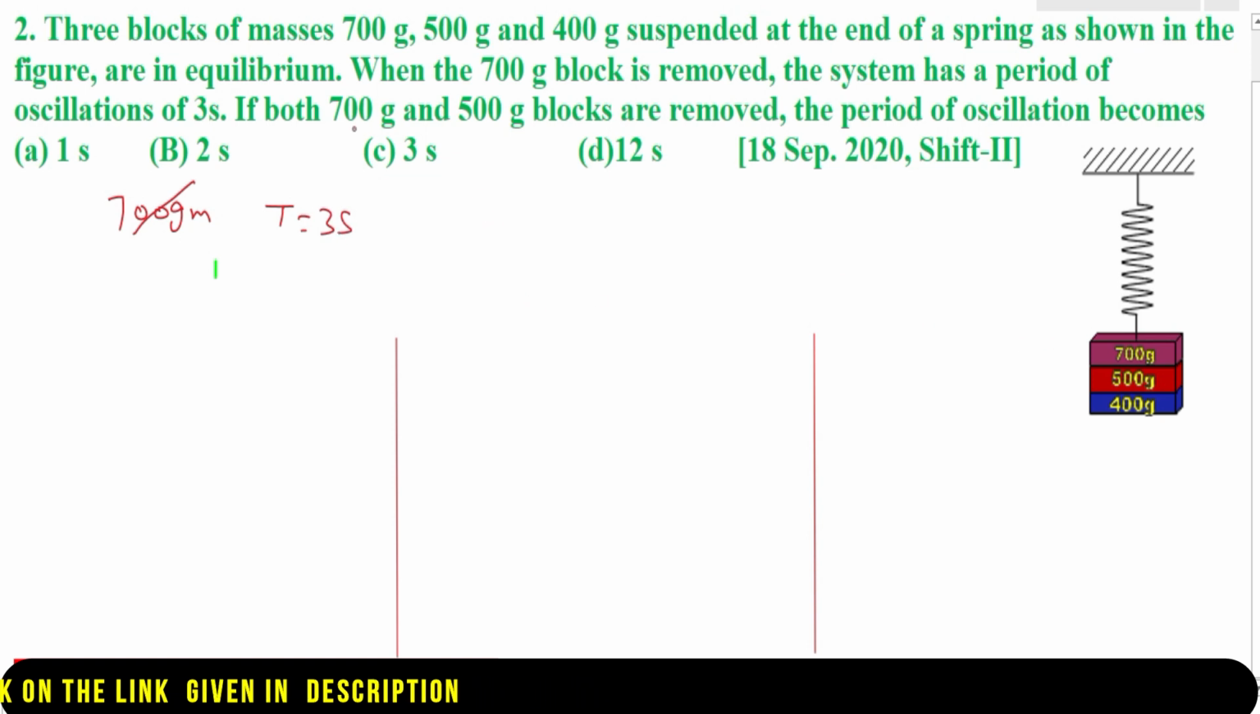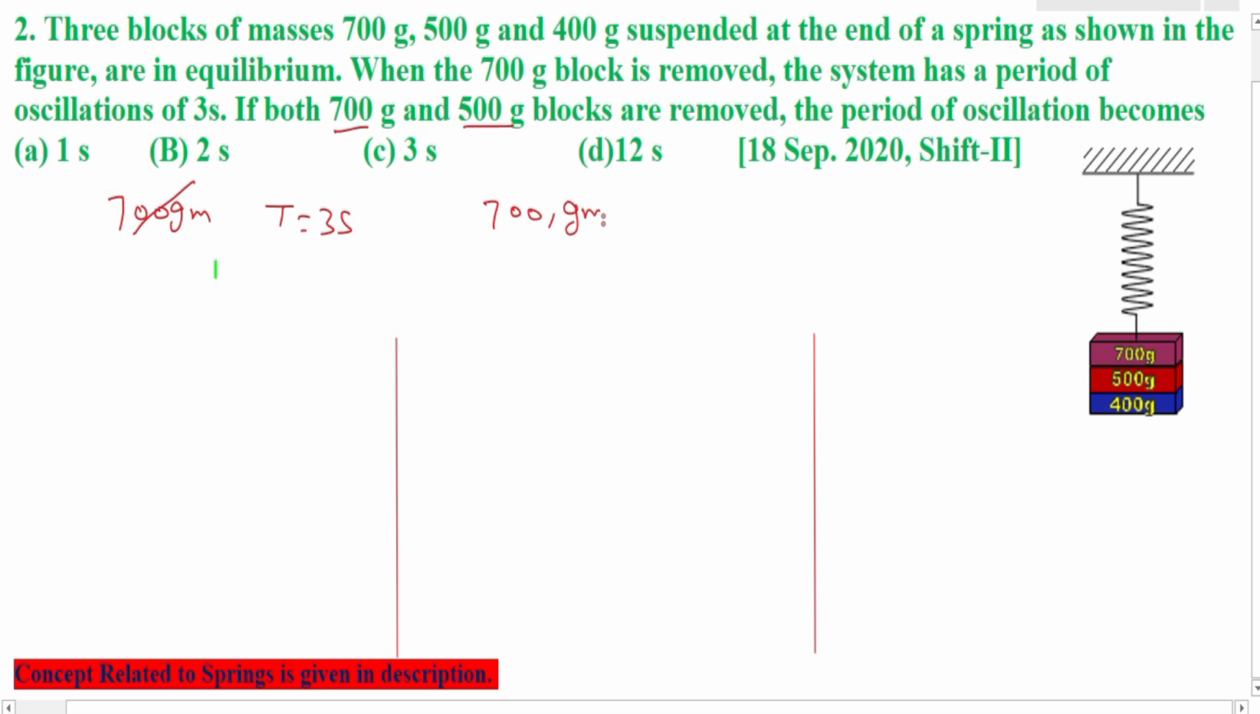Next thing is, when we remove both 700 gram and 500 gram, what happened? He asked us to calculate the new time period. That is, new time period is how much? Okay. Now we know that the time period of spring mass system is given by T is equal to 2 pi root m by k, where m is the mass hanged to the spring and k is the spring constant.